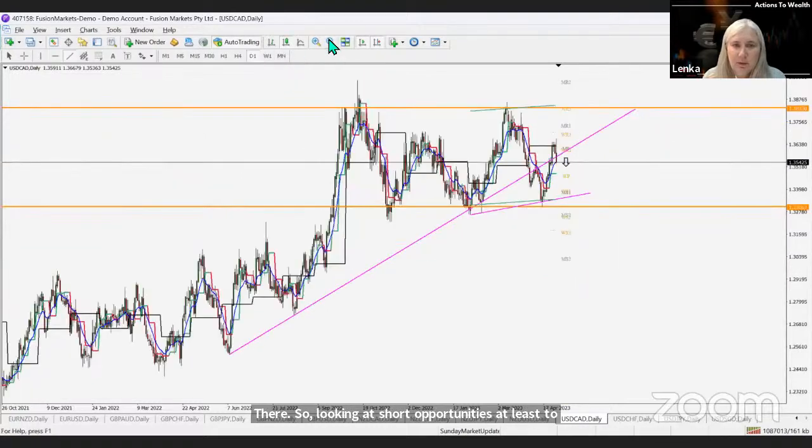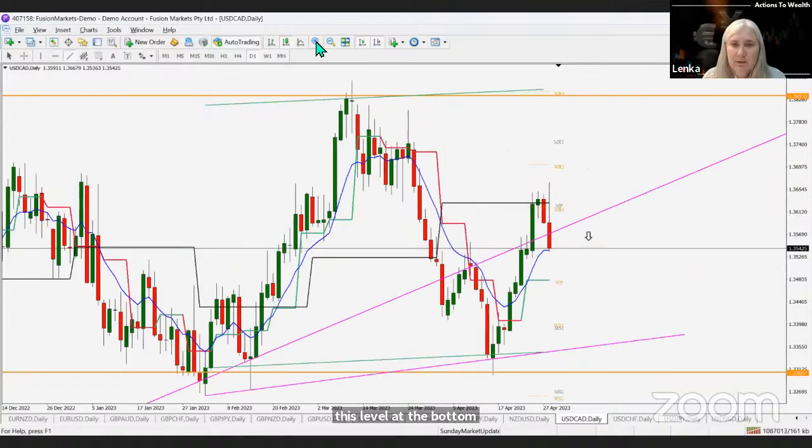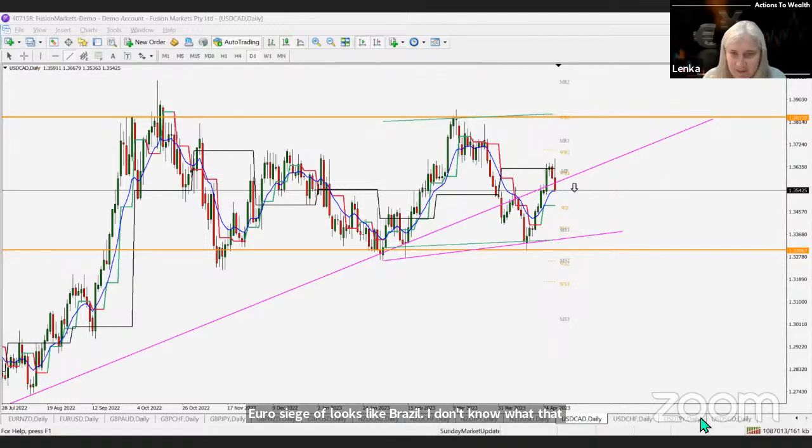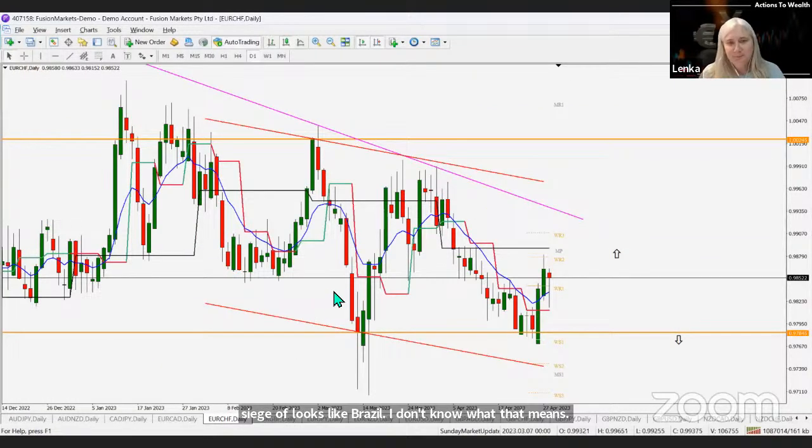Let's have a look. Yeah, there's still quite a bit of room. Let's see, what have we got? Any other questions? Euro CHF looks like Brazil versus Argentina. I don't know what that means. Euro CHF. Let's have a look.